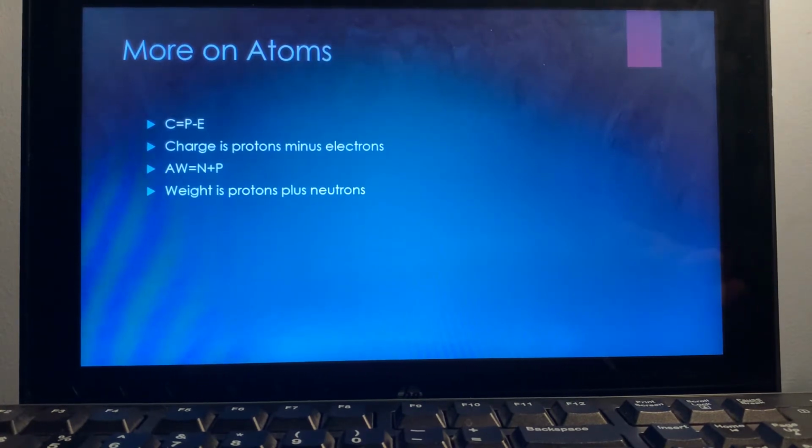Now, charge can be modeled by C equals P minus E. The charge is the protons minus the electrons. If you have 4 protons minus 3 electrons, the charge is 1+. And the AW equals N plus P. That means the atomic weight, measured in atomic mass units, is the neutrons plus the protons. If an element has 7 protons and 8 neutrons, the atomic weight is going to be 15.